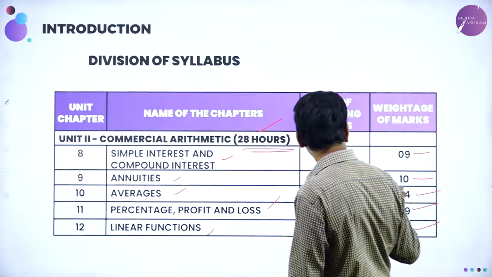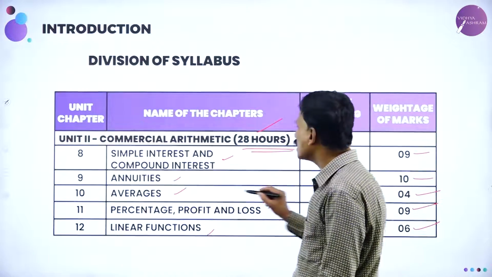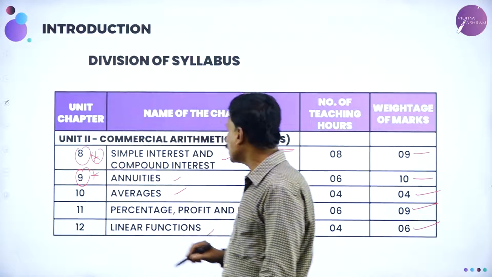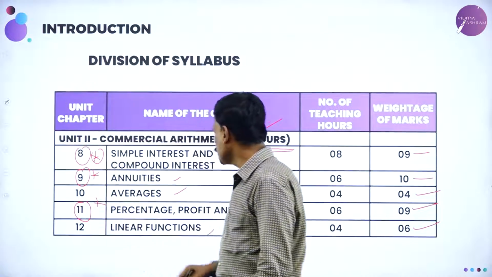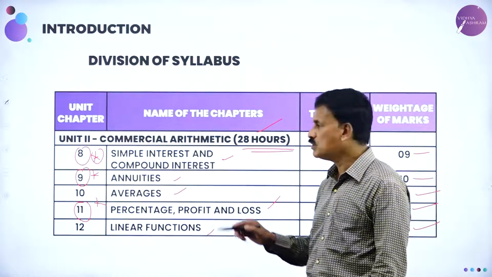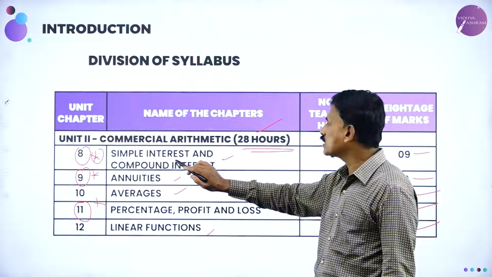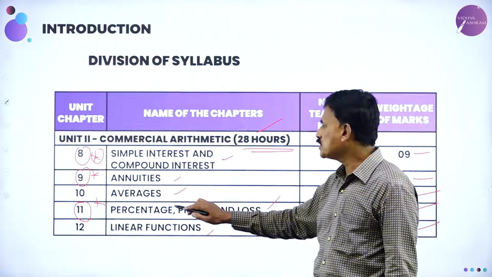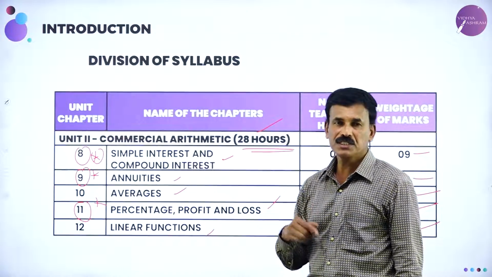So among these chapters, the very important chapters are simple interest and compound interest, as well as the annuities. For this you will get the maximum marks, and even for finding the percentage profit and the loss. So these are the few chapters which we are going to study in commercial arithmetic, that is simple interest and compound interest, annuities, averages, percentage profit and loss, as well as the linear functions.